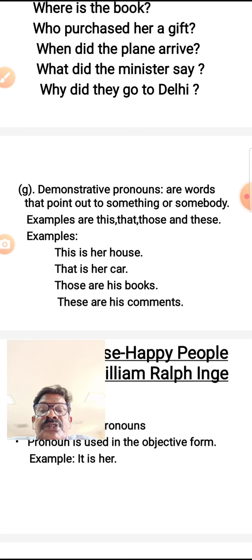Look at the example. This is her house. That means this is not my house, or this is not somebody's house, but this is her house. And now, second one, that is her car. Those are his books. The fourth one, these are his comments.